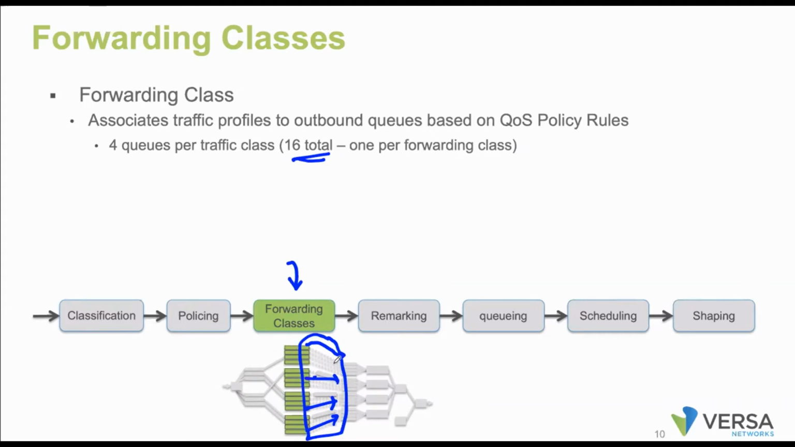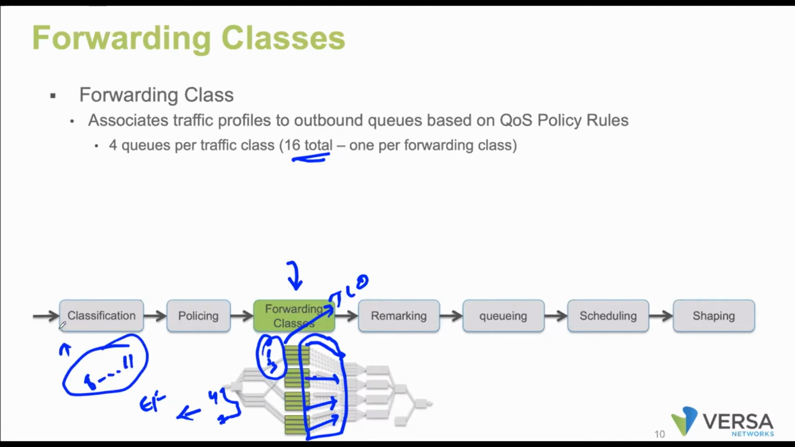So there's a default mapping: forwarding class 0 to 3 is mapped to traffic class 0, which is nothing but NC. Then 4 to 7 is mapped to EF. Then 8 to 11 is mapped to AF. Then 12 to 15 is mapped to best effort. This is the default mapping, and if you want to change it, you are good to change that as well.